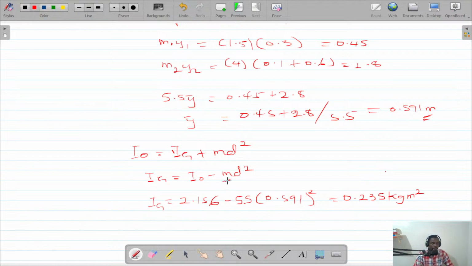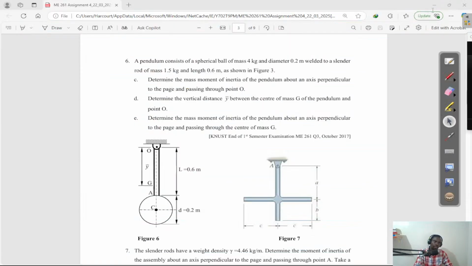So yes, we are using the total mass at this point because this is the I naught we found, the total moment of inertia, and we are looking for the total moment of inertia of the whole assembly at G. So since we know this is the total mass, and the total mass is at the center, right? So at the center of the body, this is the mass that is there, and the distance from that center to the O is the D, which we found to be what? The y bar. All right. So let's move on.